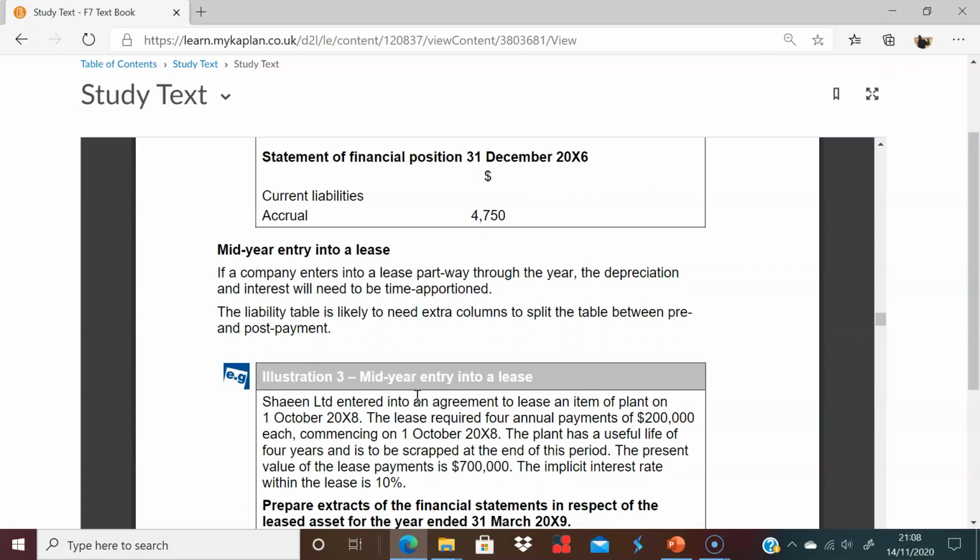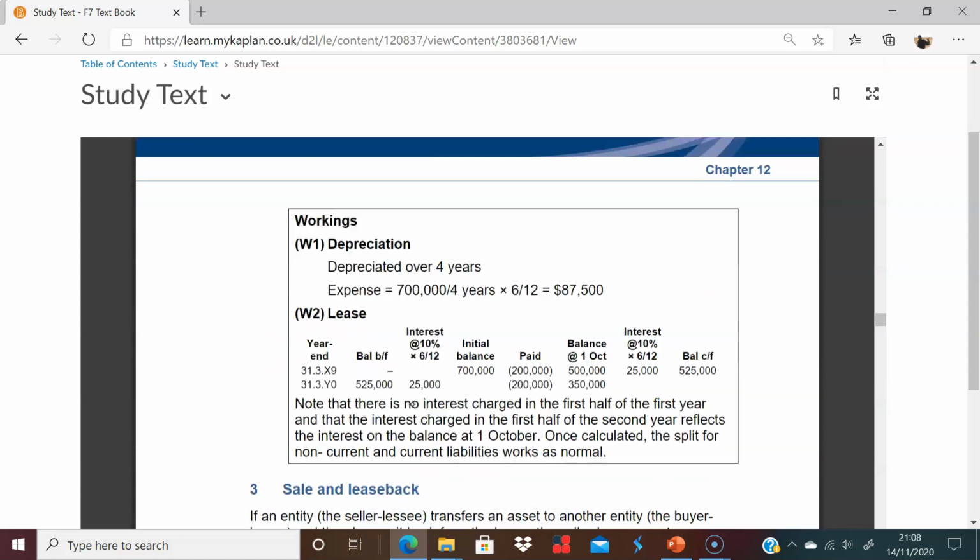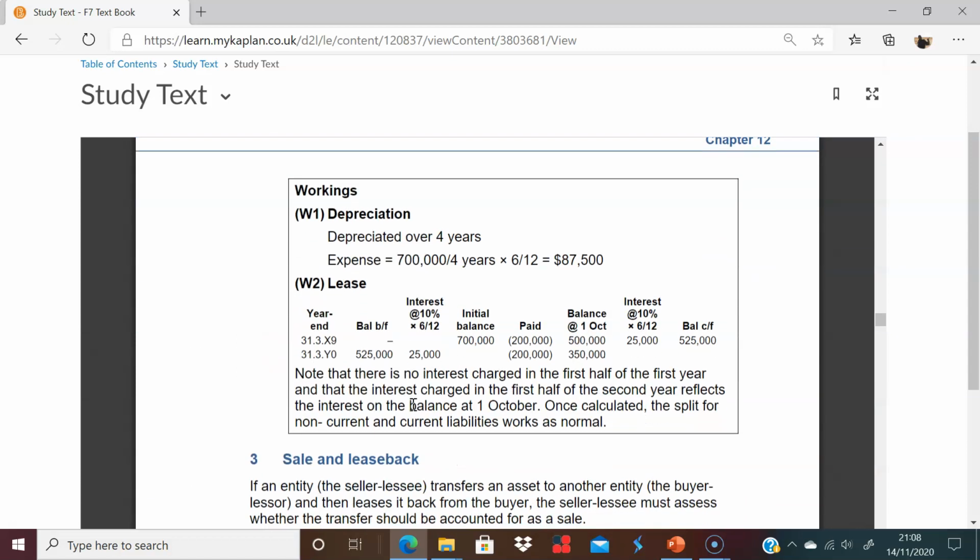Yeah, I think with a mid-year, you're just time apportioning everything we've done. You're time apportioning depreciation, you're time apportioning interest, and really, it's literally the same thing. When you look at this question, whatever you're doing, you're just time apportioning and dealing with the payments as you go along in that order. So I would review this, but it's just the same thing. Just follow the order, create your table, pay whenever you have to pay.